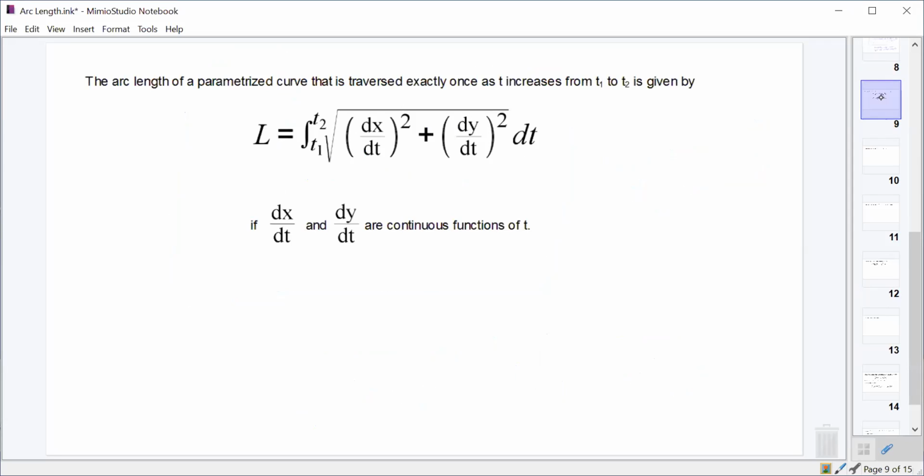So if we're talking about a parametric, we go from the first t value to the second t value, whatever t values we're interested in, and we use the small change in x squared plus the small change in y squared dt inside of a square root. So you can see clearly that that's straight up from the distance formula, right? It's change in x squared plus change in y squared square rooted, and we're just integrating it across whatever interval of t values that we need. So this is the arc length for a parametric curve, which you're going to want to know. Everybody good with that?